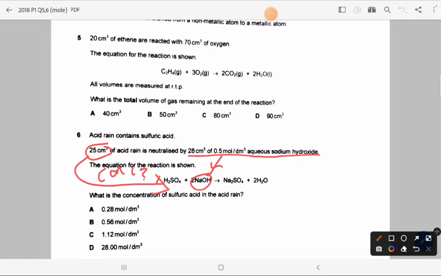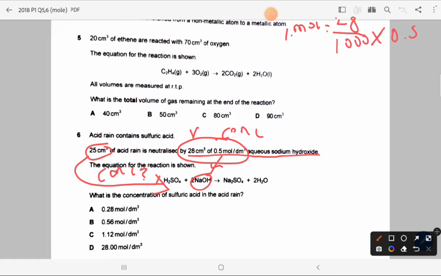This is a typical mole question, where the first step is to find out the number of mole from the information given to you. You have a volume of a solution and a concentration of a solution, so all you need to do is multiply the two numbers to give you the number of mole. So 28, you have to convert it to dm cube, so divide it by 1000, times the concentration 0.5, and that would give you 0.014. This 0.014 is the number of mole for NaOH.